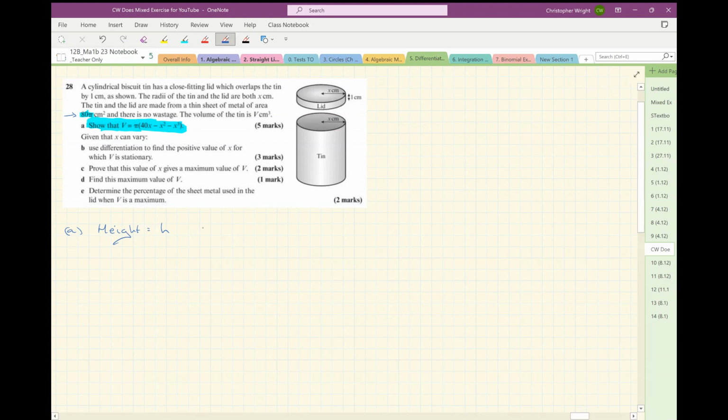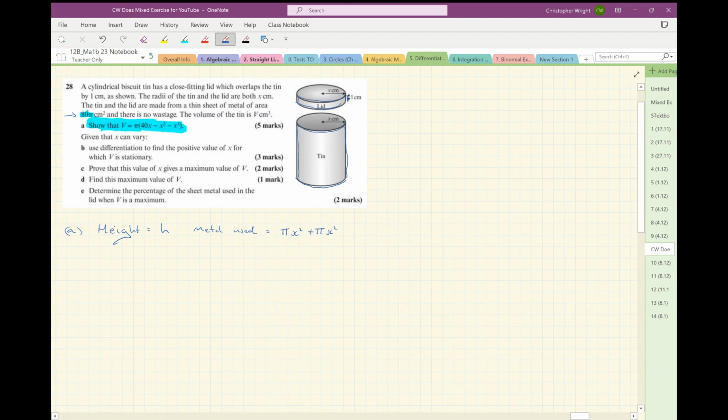So let's write an expression for the surface area of the, well, it's not the surface area of the tin, it's the amount of metal used to make the tin, of course. Okay, so metal used, right. Well, there's going to be a circular piece on the top and a circular piece on the bottom. So pi x squared plus pi x squared. Good. Right, now there is the curved face here of the biscuit tin. And there's also the curved face on the lid.